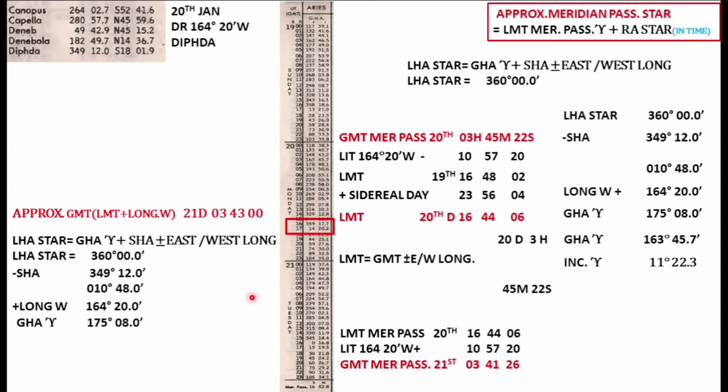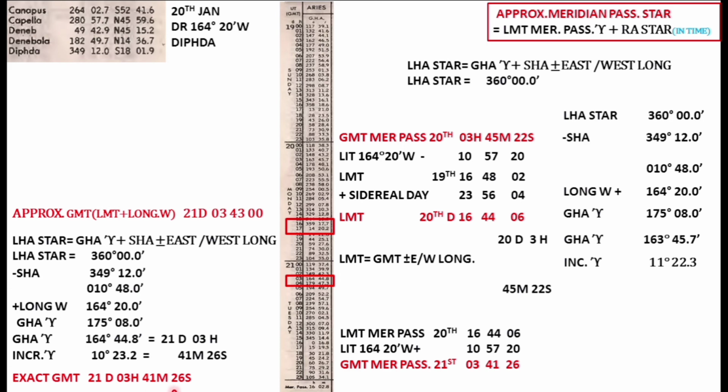It's on Greenwich Meridian. So what I do is I look for this below, and here I come up here and I get my GHA Aries for 21st day, 164.44 from here, and increment, and then I get my increment, and that's my GMT. So you can follow any of these two methods to find out your time for meridian passage of a star.